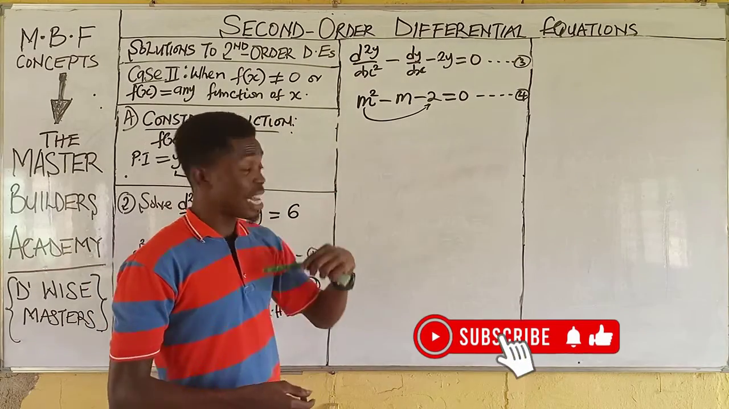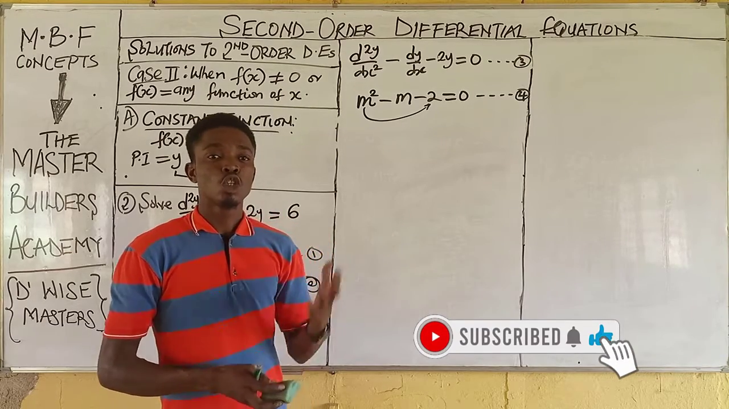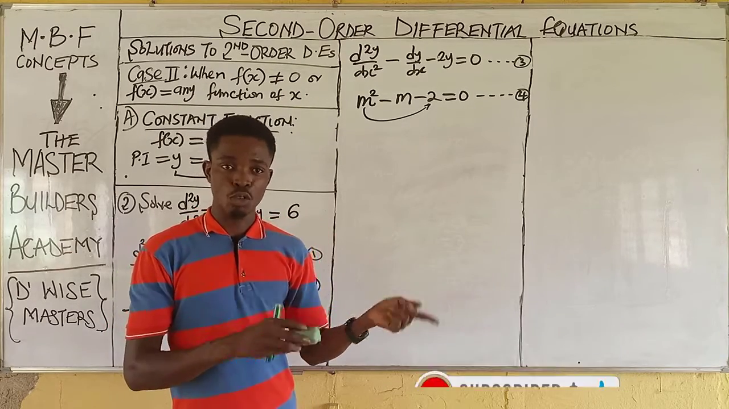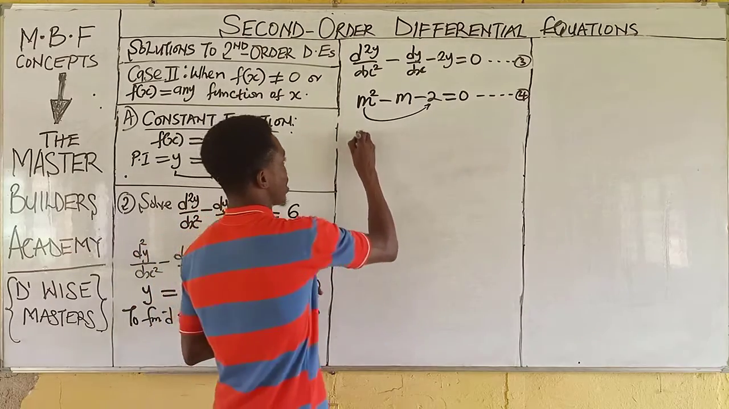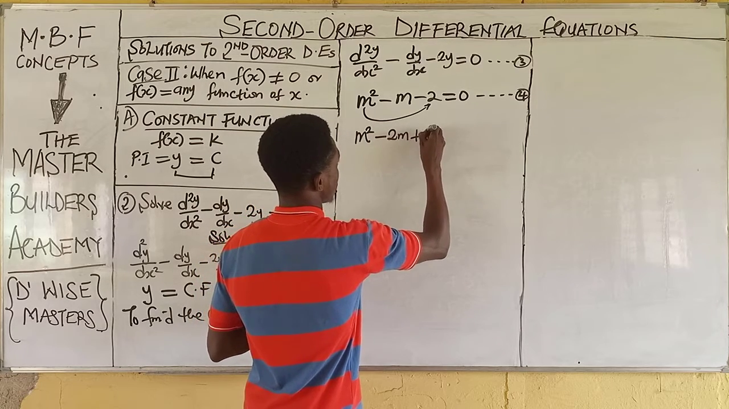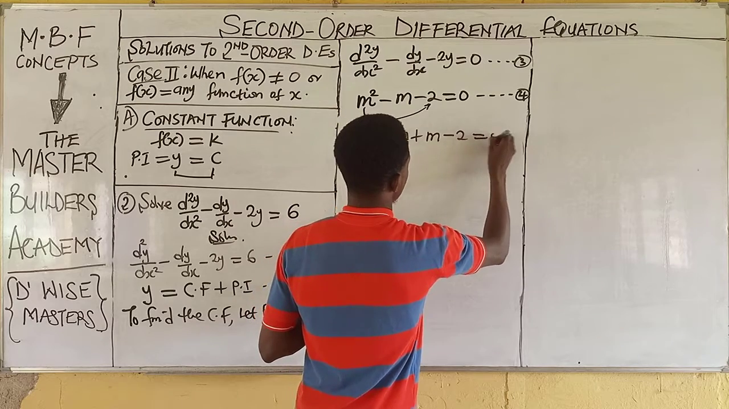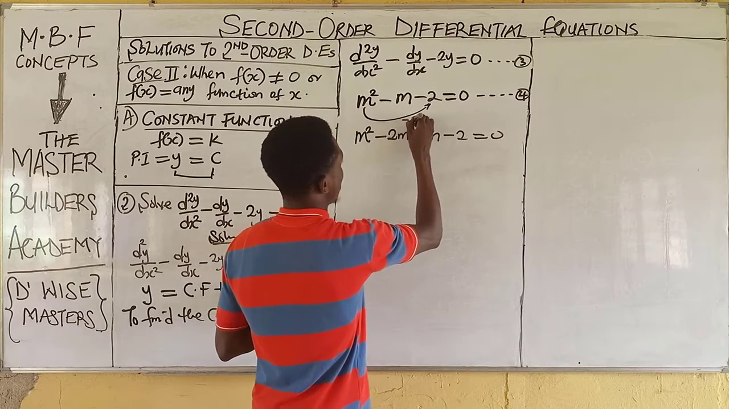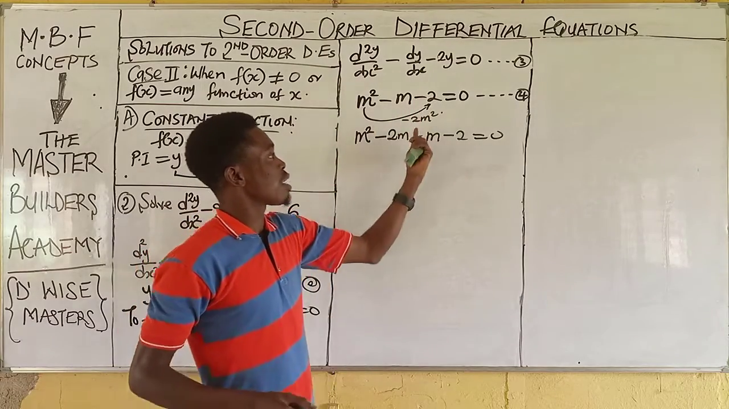Now, me as a person, I already know that this equation is factorizable. All right, 2 multiplied by 1 is 2, and 2 minus 1 is 1, right? So all I need to do here is to have this as m squared minus 2m plus m minus 2 is equal to 0. Understand that when you multiply this guy to this guy, you have minus 2m squared.